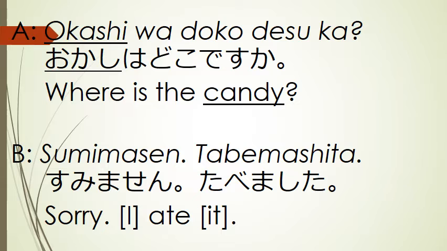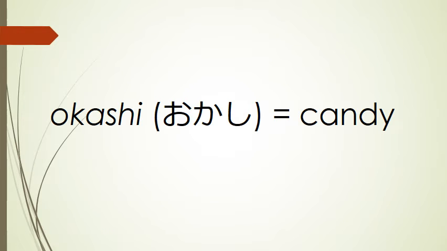Now, tabemashita is technically just the past tense of taberu, to eat. But because you understand both the subject, myself, and the direct object, the candy, I can just say the verb in that case and leave out both of those parts, and the sentence is still understandable to the listener. And just to clarify, okashi means candy.